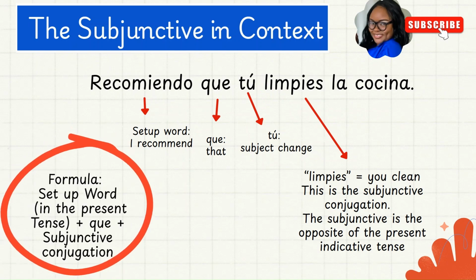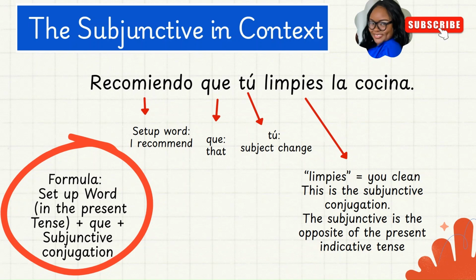The subjunctive is therefore the opposite of the present tense in Spanish. So the formula, just to recap here, is the setup word or phrase in the present tense, que, or subject change, and then the subjunctive conjugation. Are you getting it? Go ahead and leave a comment in the comment section that says, I'm understanding, so that I know that you're on the same page as I am.